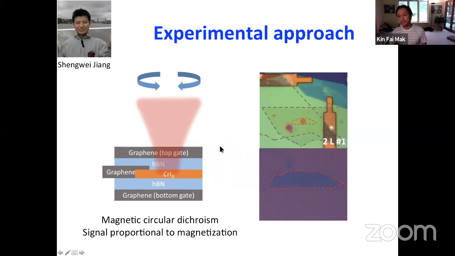What we look at is the absorption difference between the left-handed light and the right-handed light. Because it's a magnetic material, it will absorb light differently for left-handed light and right-handed light. The signal is called the magnetic circular dichroism. It's the difference between the absorption of left and right circular polarized light. And the signal is proportional to the sample magnetization. So it's a very efficient way to measure sample magnetization or magnetism in this kind of materials. And it's also very versatile, because all you need is just some optical components.